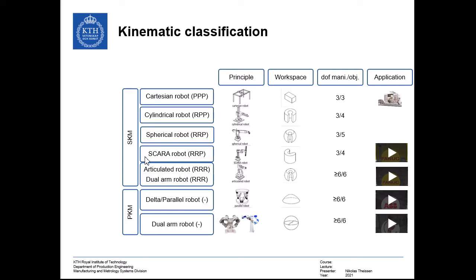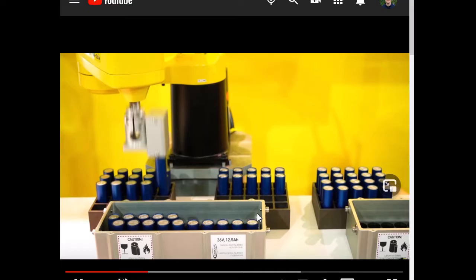The SCARA robot with an RRP configuration. SCARA stands for Selective Compliance Assembly Robot Arm, and it is a robot which is used in pick-and-place applications that have tight tolerances for the insertion of the object. The SCARA robot has compliance in the horizontal plane, and it can, so to say, wiggle itself into the right position to insert an object.